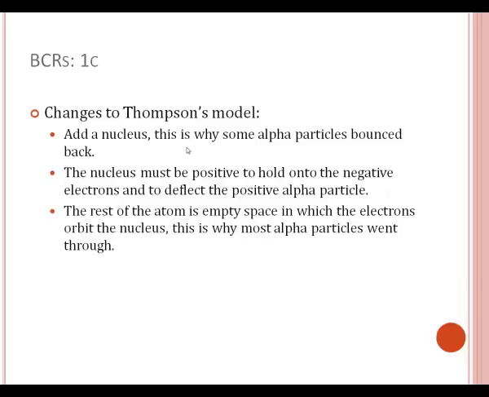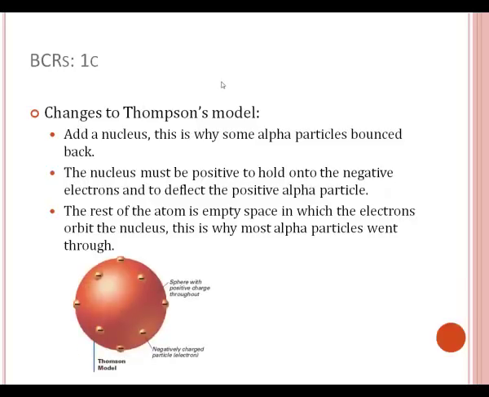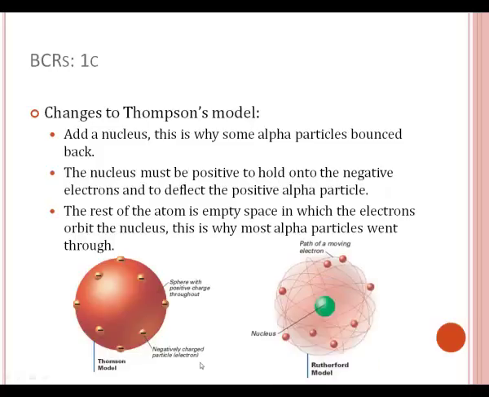The rest of the atom is empty space in which electrons orbit the nucleus. So this is why most of the alpha particles go straight through. And here we have a picture of Thomson's plum pudding model. You've got a sphere of positive charge, that's like the pudding, and then you have negatively charged particles. Those electrons act as the plums. In the Rutherford model, we have our dense, positively charged nucleus with a lot of empty space in which the electrons move through.